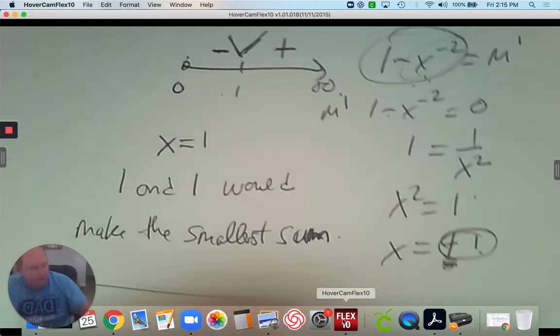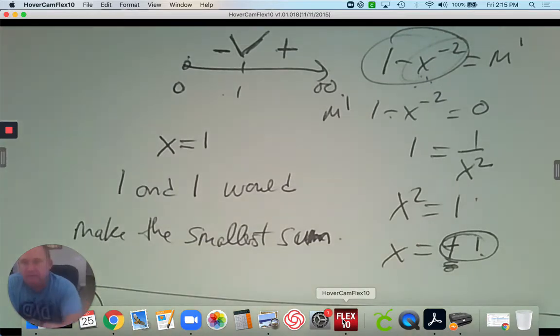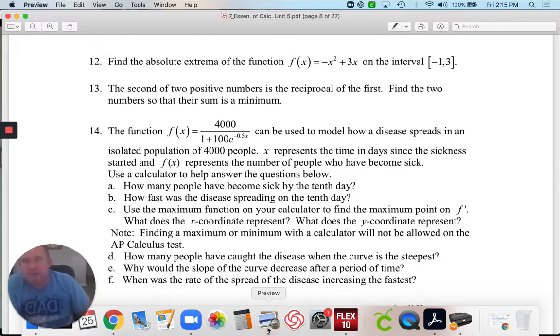Number 14. Number 14 might be a calculator question, so I'll make sure I have that ready. So you're given a function. It certainly looks like a fancy function. My calculator doesn't really care how fancy it looks. So here is the fancy function that describes how a disease spreads. Oh boy, so it's very applicable. X represents the time in days since the sickness started, and f of x represents the number of people who become sick. Alright, use a calculator to help answer the questions below.